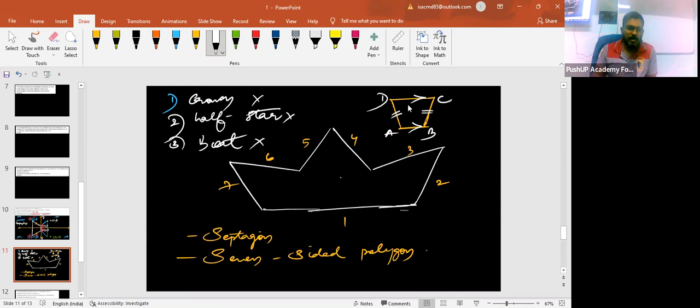But you have never learned about this figure, right? You have never learned that there is a figure which is called crown or half star or boat. We have never come across it. So since you don't have a particular name for such a figure, you can just generally call it a septagon, or else a seven-sided polygon, since you don't have a particular name for it. Was I clear enough? Was I able to convince you?